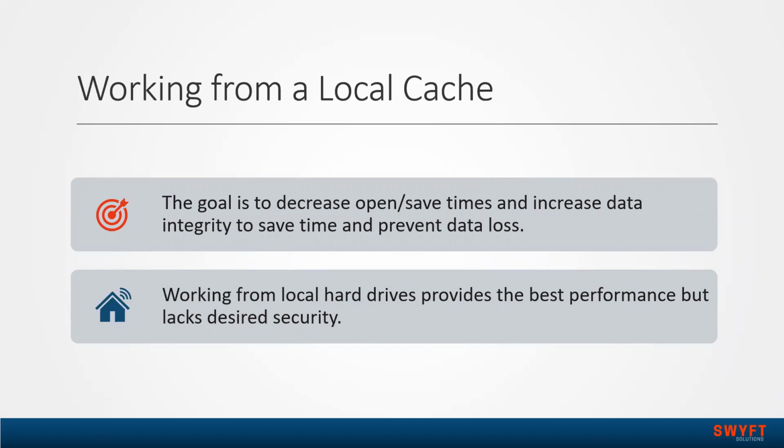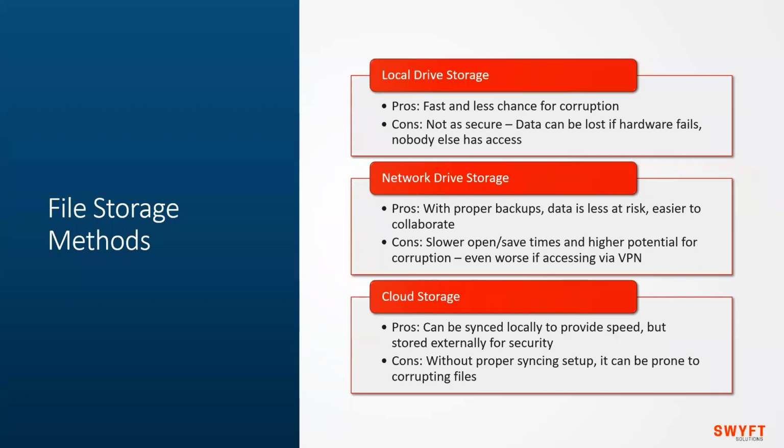So hard drives are great for speed, but they're also prone to corruption. If you lose that hard drive, you lose all the data on it. So there's a balance that you have to strike there. There's 3 main options for storage. There's just your local drive, again, speed, but prone to corruption.